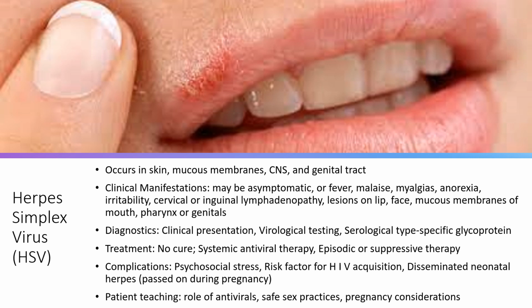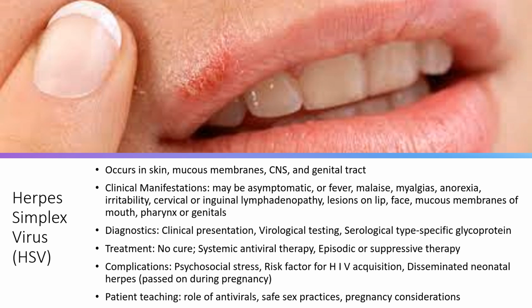So clinical manifestations. The primary infection usually occurs within 2 weeks of the transmission. And a lot of times this is fever, malaise, myalgias, anorexia, irritability, cervical or inguinal lymphadenopathy, or lesions, whether it's lip, face, mucous membranes, mouth, pharynx, genitals. Many times the primary infection is asymptomatic and can be transmitted unknowingly. So someone can have a full-blown primary infection where they have a fever and they have these blisters or vesicles, or they can contract it and have the primary and be asymptomatic and have no idea that they have it.